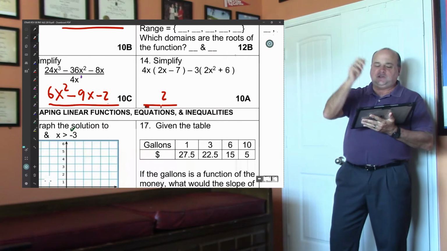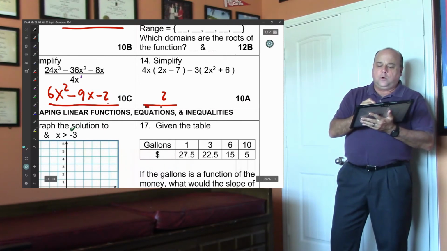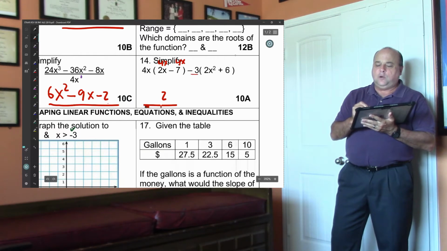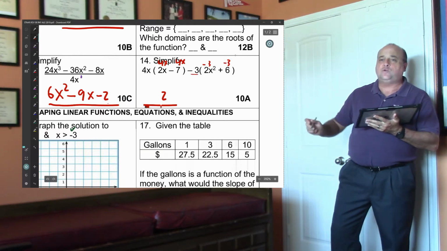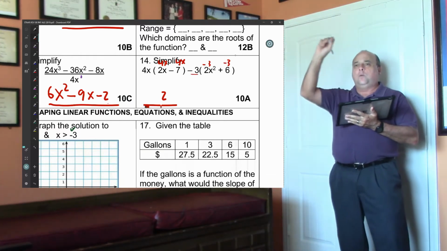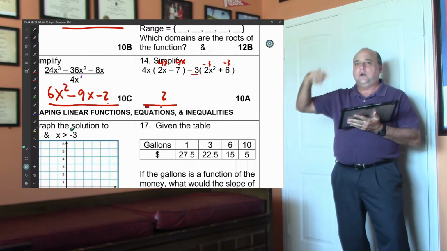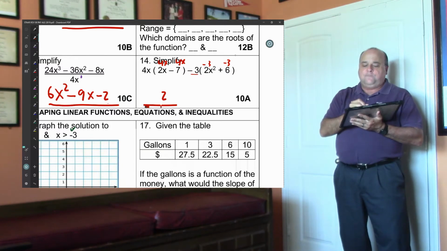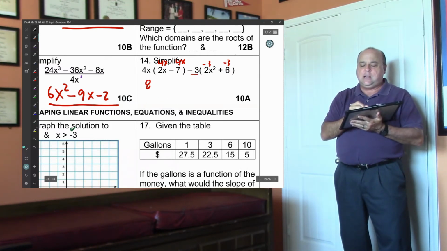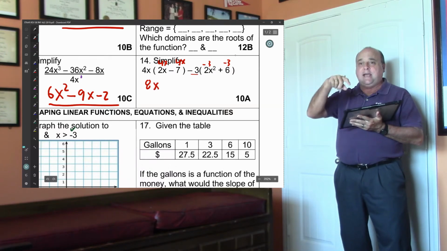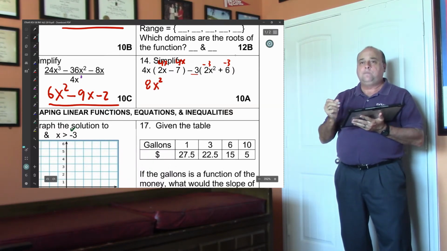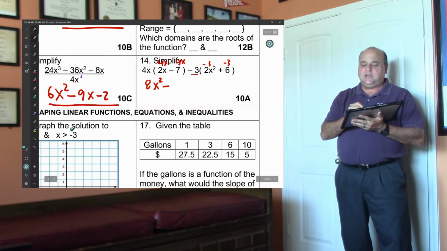Number 14, I'm going to start this and let you finish it. We're going to bluebell truck a 4x to the 2x and 7. And then we're going to bluebell truck the negative 3 to the 2x squared to the 6. So I have 4 bluebell trucks up there, don't I? I'm going to do sign, number, letter, exponent 4 times. A positive times a positive is a positive. 4 times 2 is 8. My letter is X. And X times X is X squared. A positive times a negative is a negative. 4 times 7 is 28.